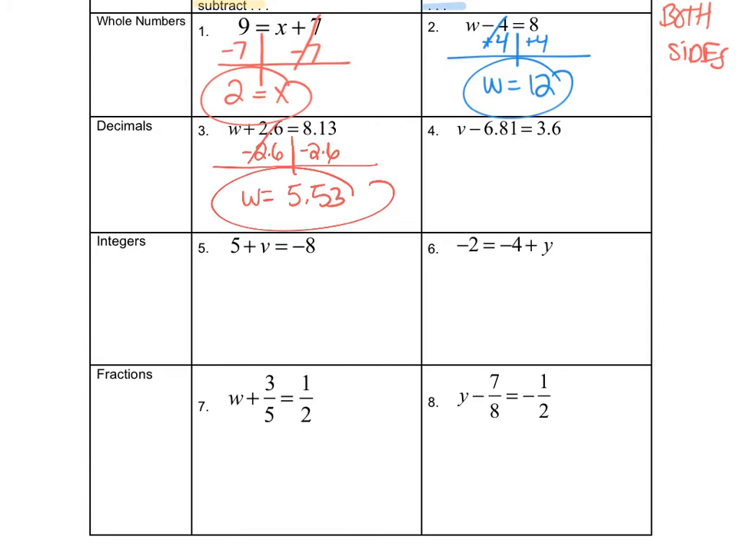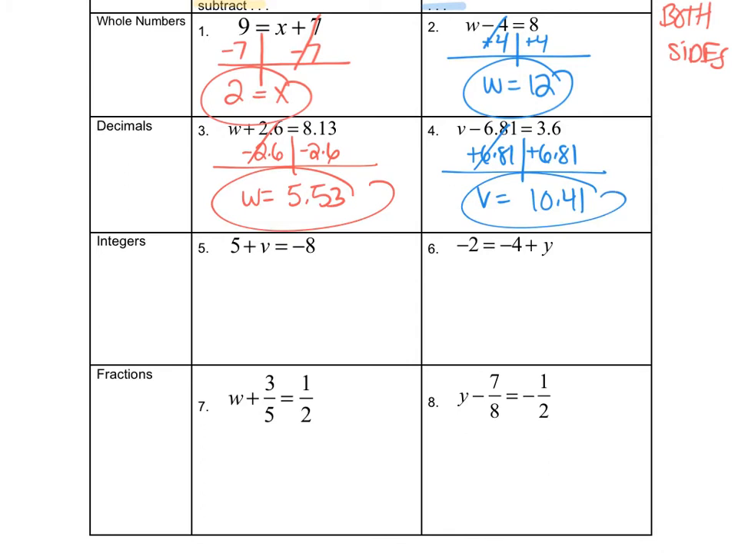Let's look at the adding column. We have v minus 6.81 is equal to 3.6. So v is being subtracted by 6.81. So instead of subtracting it, we are going to do the opposite, and we are going to add it to both sides. So we have v equals 3.6 plus 6.81. And that comes out to be 10.41.